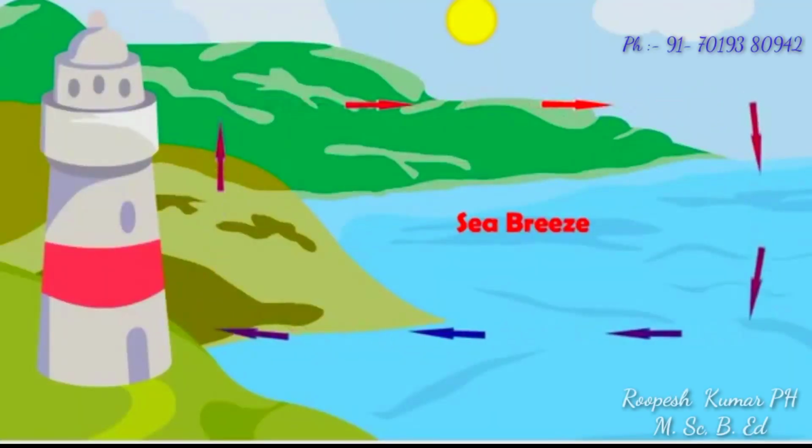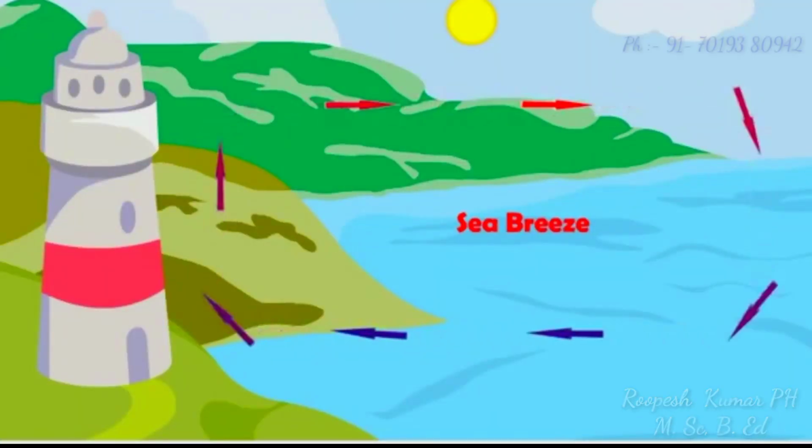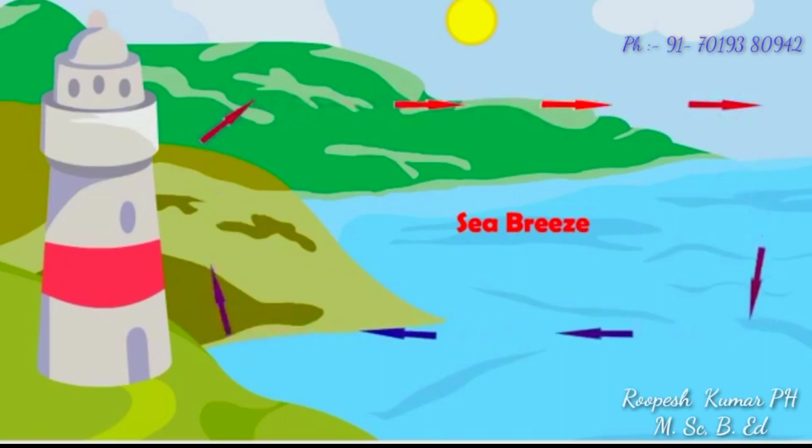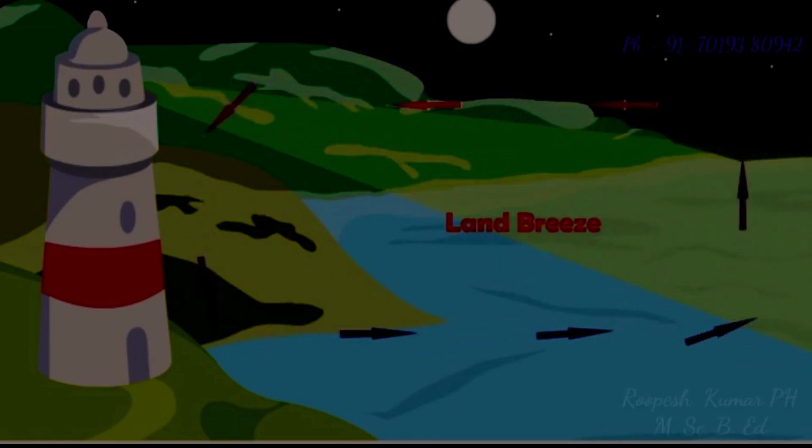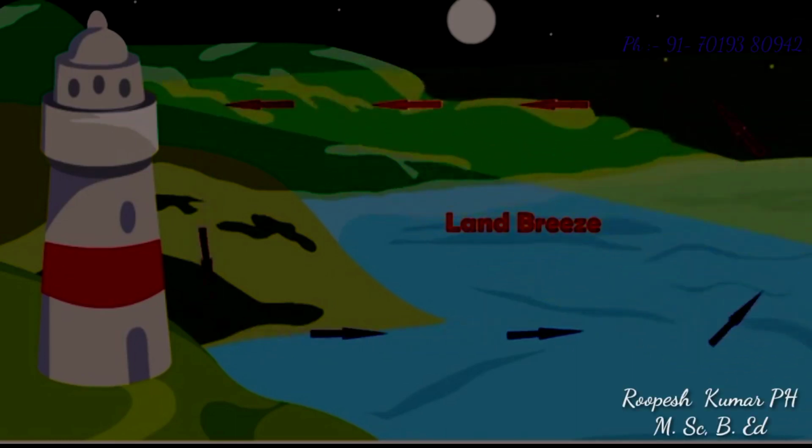Blowing of sea breeze and land breeze. The breeze blowing from the sea towards the land is called sea breeze. The breeze blowing from the land towards the sea is called land breeze. Land breeze flows only during the night.